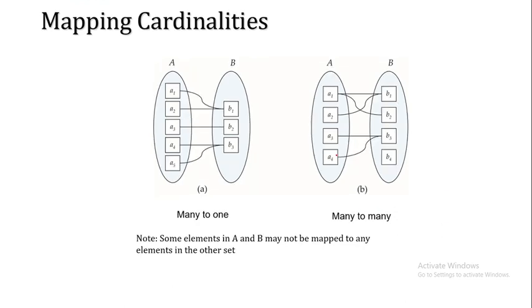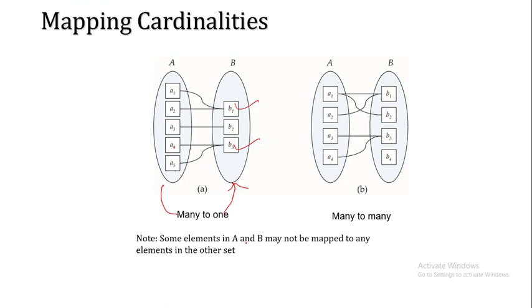Next comes many to one, where many elements of A are mapped with one element in B. Many elements means A4 and A3 are mapped with B3, and A1 and A2 are mapped with B1.